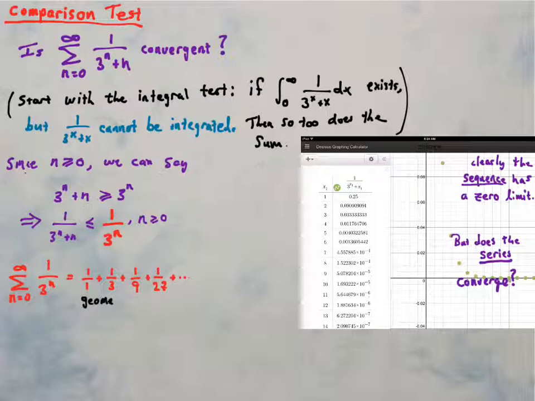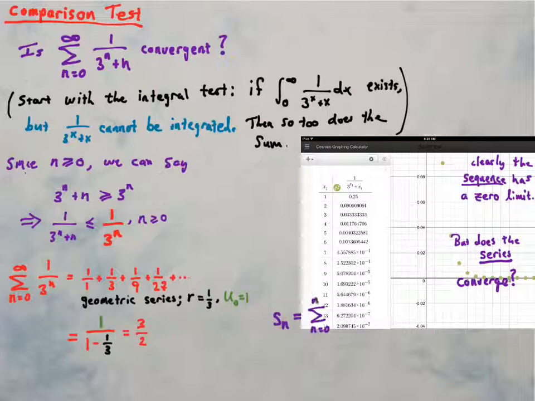If you examine the series, 1 over 3 to the n, you should recognize it as a geometric series where r represents the common ratio. We're just multiplying by a third each step of the way, and the first term in the series is 1. And therefore, we can find the sum of an infinite series using u sub 0 over 1 minus r, which will give you the sum of the geometric series. We've seen that before. In this case, it's 3/2.